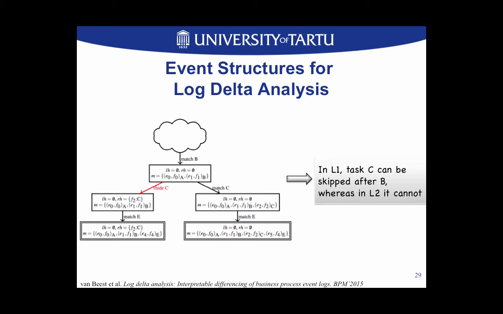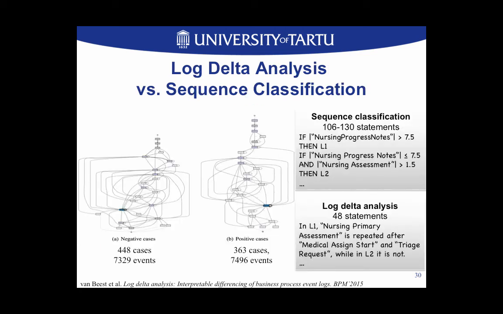Now, people are doing deviance mining with sequence mining, so how have I advanced humanity by doing that? We have not, but at least we have not made life worse. I take these two examples here. These are some real-life hospital logs, 448 cases and 363 cases, positives and negatives, and I can derive with this technique 48 statements of more or less this form, that in one, these two tasks are exclusive, in the other ones they are not. If I apply state-of-the-art sequence classification techniques, I get not 48 statements, but more than twice the amount of statements, if that matters.